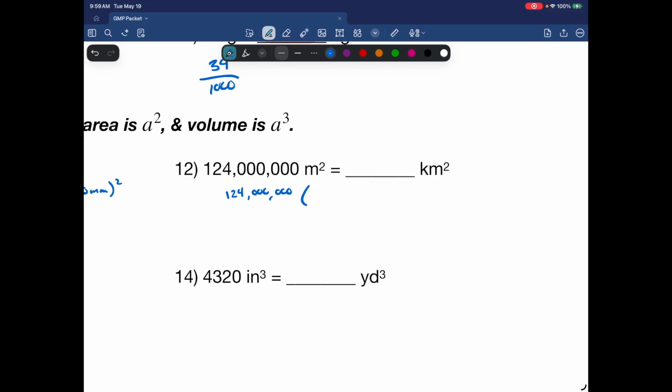So I'm going to multiply by 1 over 1,000 kilometers, and I'll square that whole thing. There is 1/1000th of a kilometer in a meter. So I'm going to multiply that squared, and that's going to give me 124 kilometers squared.